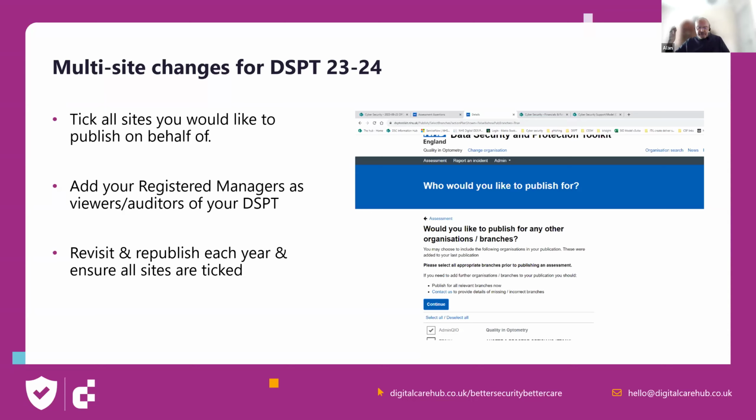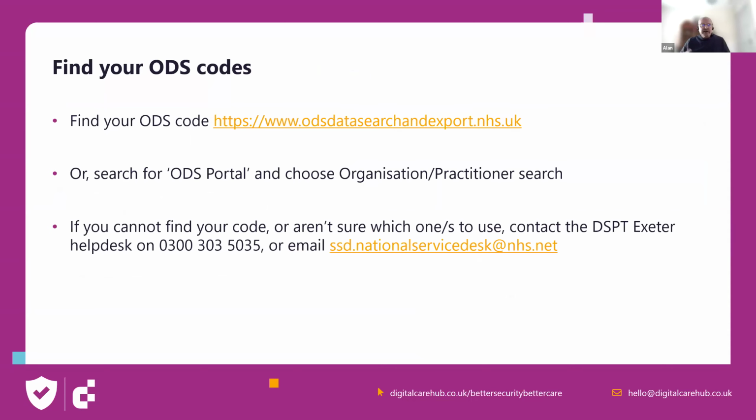If you're not sure of your ODS code, they are quite easy to find. There are a couple of links on the slide here, and if you follow those links, it will take you through to the ODS website where you can search for your particular organisations. It's a fairly straightforward process to gain access to your ODS codes. Or failing that, if you really can't find your ODS code, you can contact the National Service Desk at the NHS, and they will be able to help you unravel what your particular organisation should look like.